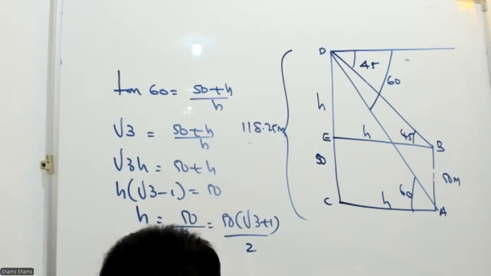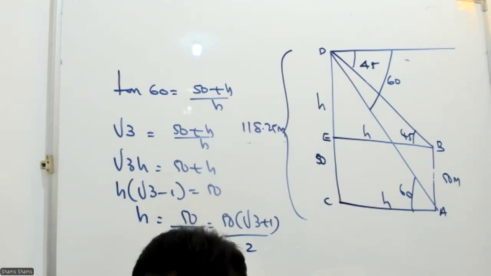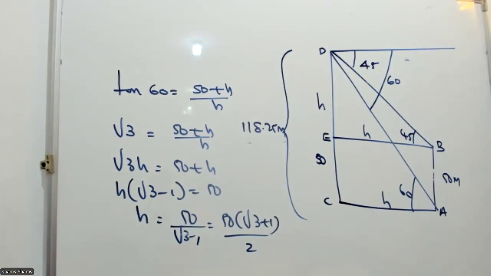Horizontal distance, how much did he get? Palani. Horizontal distance. Height is 118.5, 118.5 divided by root 3. Okay, correct. 68.25. Okay, next question. I'll send you the next question.